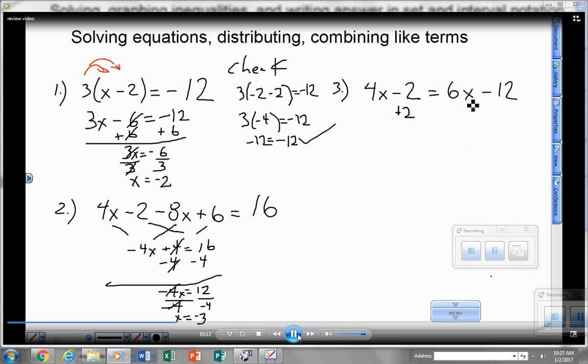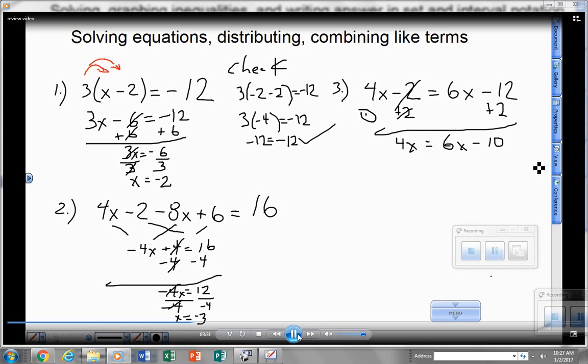So here we go. First step, get rid of that plain number on the left side there by adding 2. That brings down the 4x and the equal and the 6x. Negative 12 plus 2 is negative 10. So again, hopefully you know your negative rules at this point.